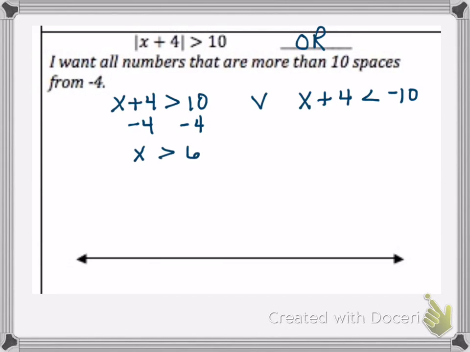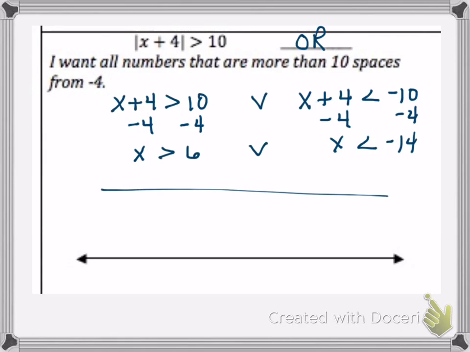So we get x is greater than 6, or, then we solve the other inequality, x could be less than negative 14. So the things that will make this true are the values of x that are greater than 6 or the values of x that are less than negative 14. So we can graph those.